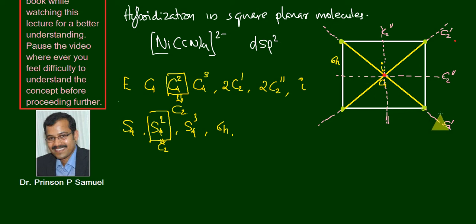So there are two sigma v planes. This represents a sigma v plane, and this also represents a sigma v plane. Okay, so the vertical plane containing the C2 dash axis, or vertical plane containing the bonds. So that is the sigma v planes. How many sigma v's are there? Two sigma v's are there. And now there is another kind of vertical plane, that is the vertical plane containing C2 double prime. Okay, so those vertical planes are actually bisecting the bond angle present in the square planar complex.